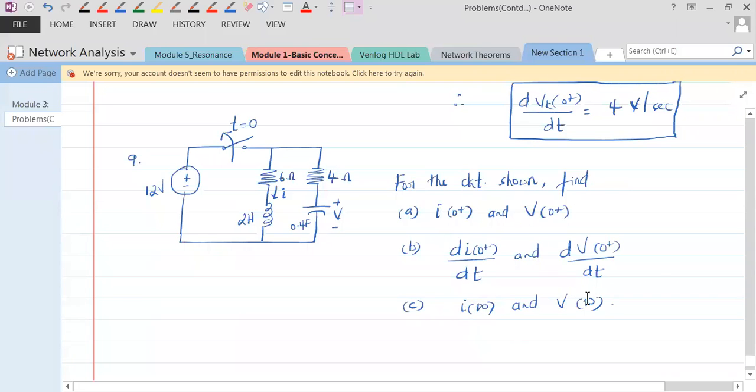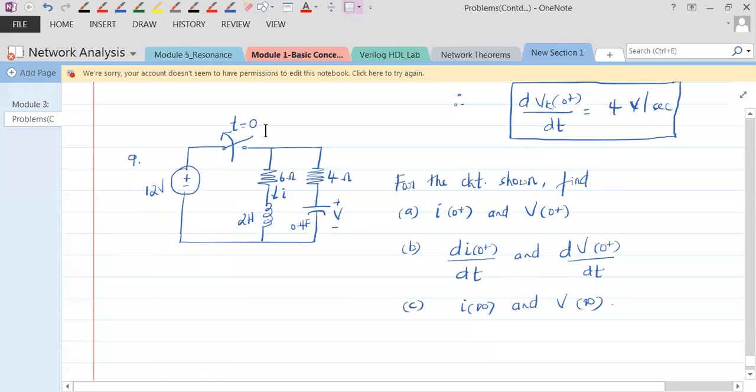How can we find I of infinity and V of infinity? We are going towards positive time, that means after a long duration we assume t is infinity. Infinity doesn't mean something very big; it's after a long time that you need to understand. So after the switch is open for a long time, the circuit would again be in steady state. Whether the switch is closed for a long time or open for a long time, the circuit would be in steady state. So we have to consider the steady state conditions twice here: once with the switch open, once with the switch closed.